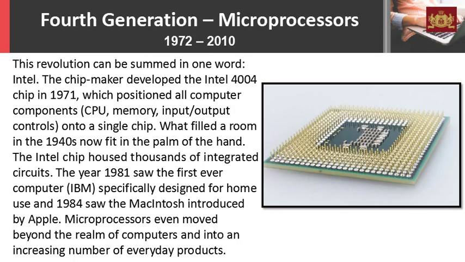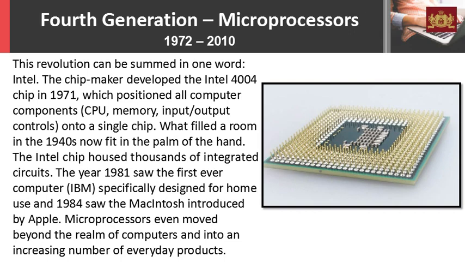This revolution can be summed up in one word: Intel. The chip maker developed the Intel 4004 chip in 1971, which positioned all computer components, CPU, memory, input, output controls, onto a single chip. What filled a room in the 1940s now fit in the palm of the hand. The Intel chip housed thousands of integrated circuits.